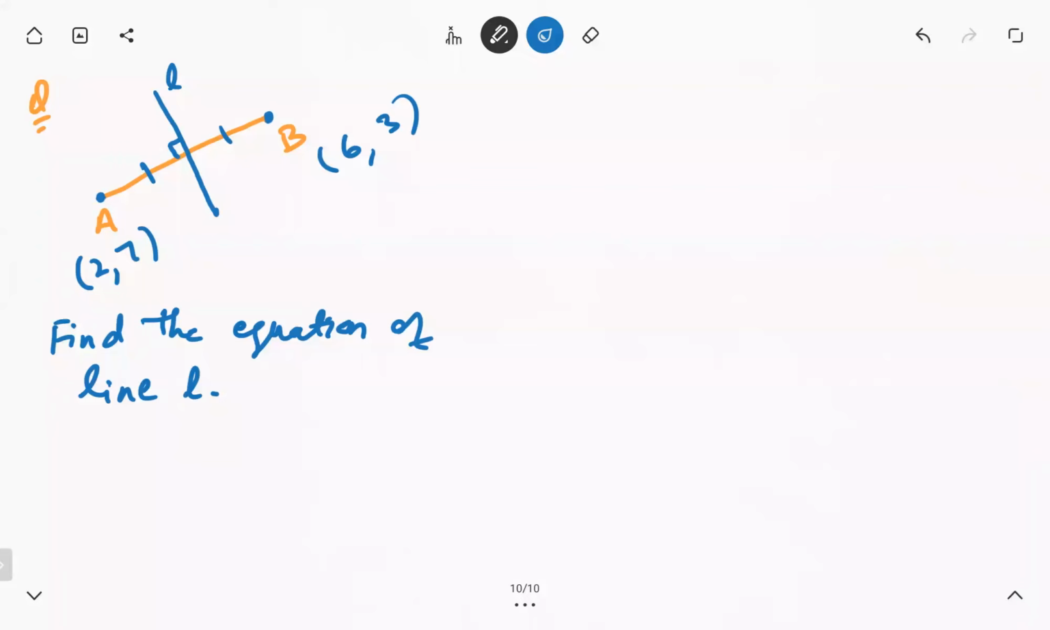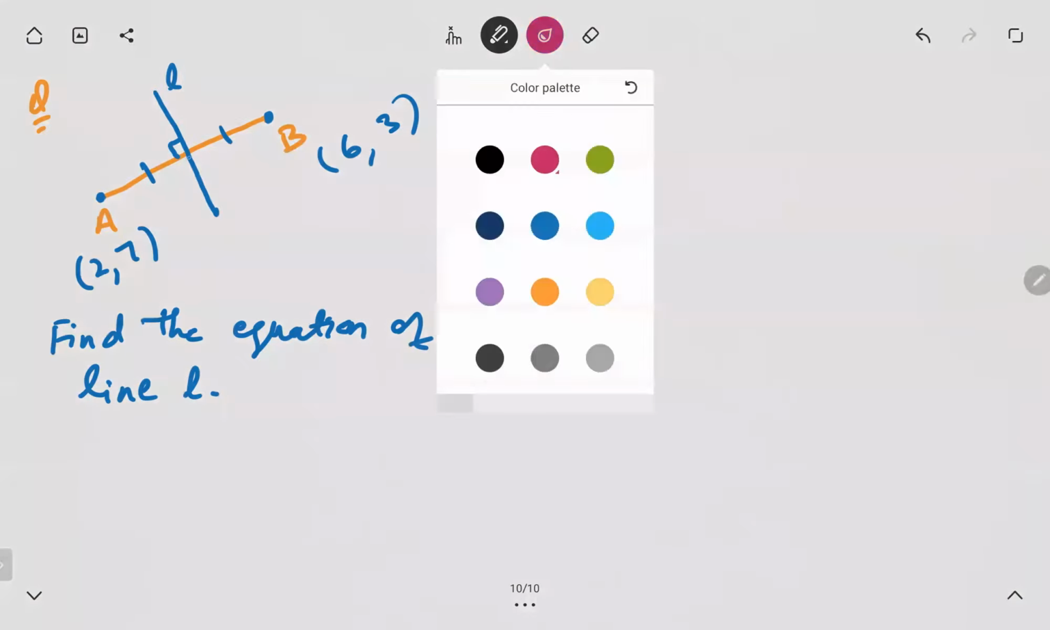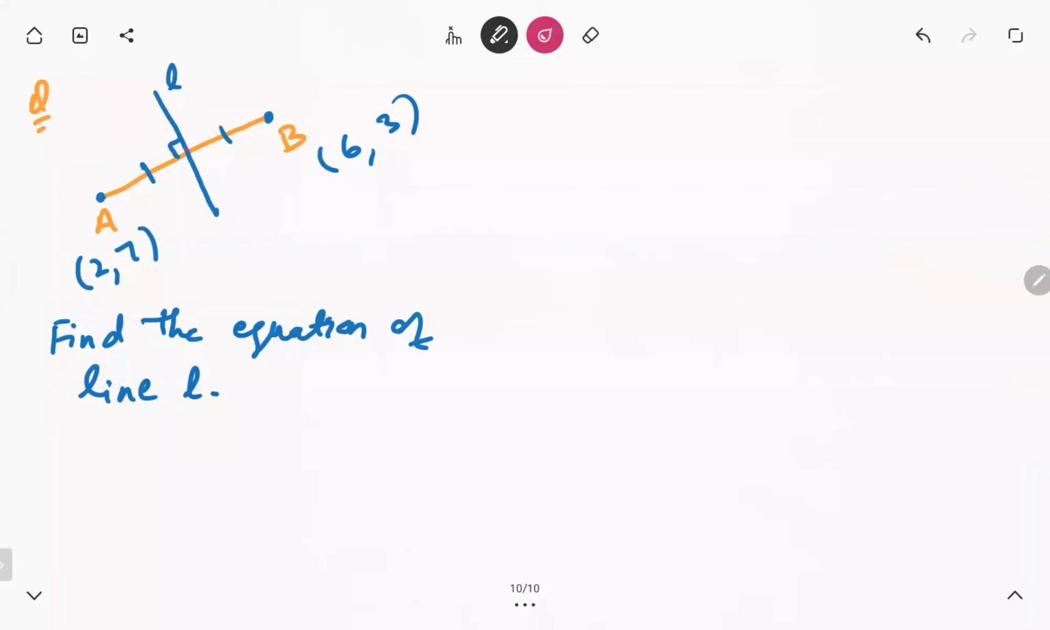So you saw those two cut marks. What does that mean? That both the sides are equal, so the whole line AB is equally divided. So this point is the midpoint of AB. If this is a midpoint and the line L is also passing through that point, then by using the midpoint formula we can find that point, and that point also lies on line L.